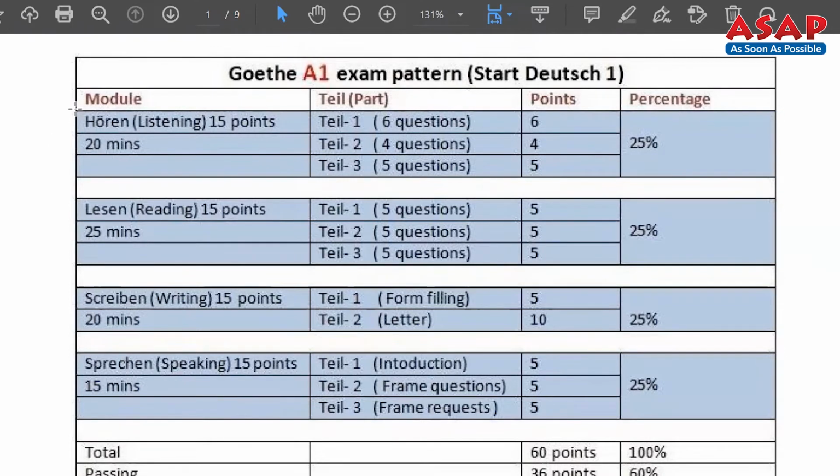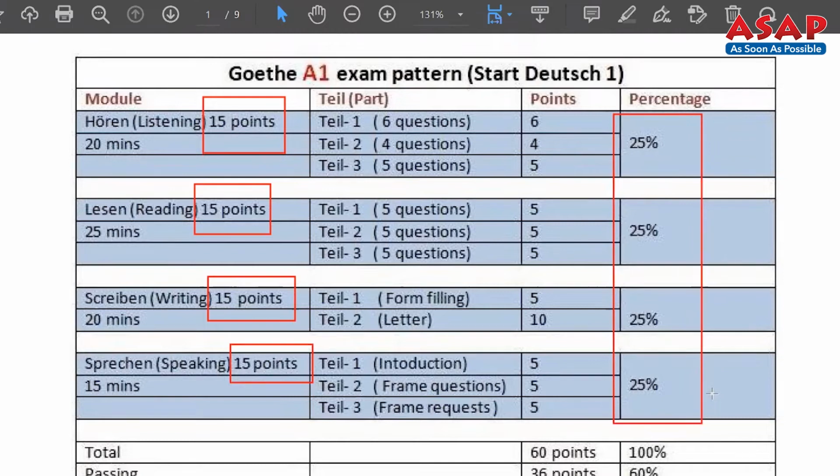Now modules, you must be aware that there are reading, writing, listening and speaking. So here is Hoeren, that is listening, lesen, reading, schreiben, writing, and sprechen, that is speaking. So these four modules are there. First module is Hoeren. Every module has same points, same importance actually in the exam, that is 15 points, 15 points, 15 points and 15 points. That is 25% each module.